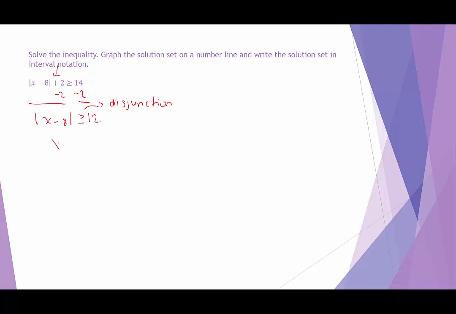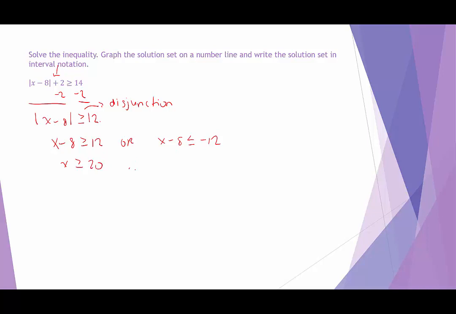So in one case, we're going to say x minus 8 is greater than or equal to 12. In our other case, x minus 8 could be less than or equal to negative 12, right? Because that would put us at negative 13, negative 14, negative 15, all of which have those absolute values bigger than 12. In both cases, we want to get x by itself, so I'm going to add 8 to both sides, giving me x is greater than or equal to 20.